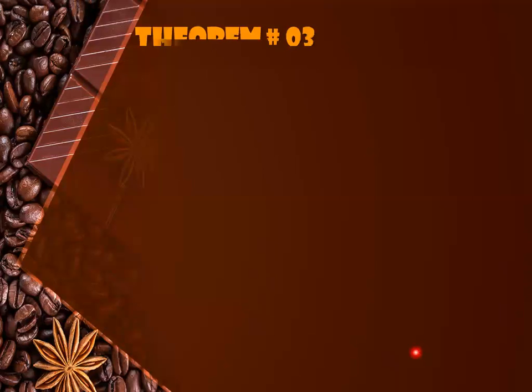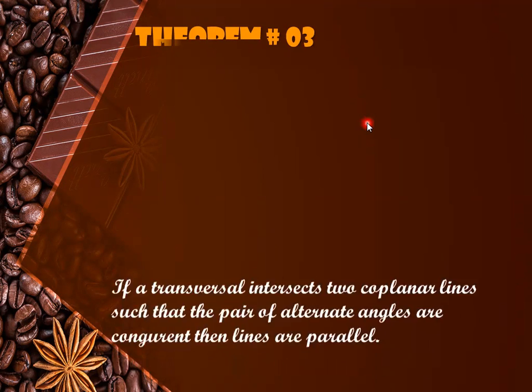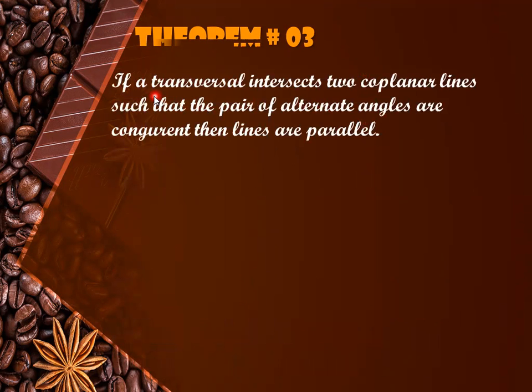Theorem number 3, again from the chapter on demonstrative geometry. Now what is theorem number 3? If a transversal intersects two coplanar lines such that the pair of alternate angles are congruent, then the lines are parallel. So first of all, you have to decide what is given to you and what you have to prove.